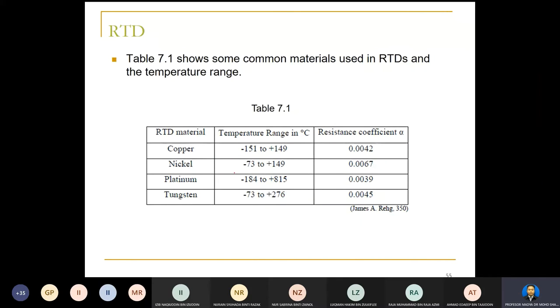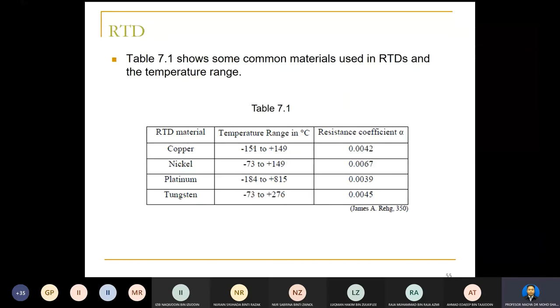That's why when we apply it to our system, we have to know the operating range of our machine, for example. So our machine maybe operates at more than 100 degrees Celsius. So maybe we can use platinum, or maybe you can use tungsten, depending on the type of material and the application that we want.